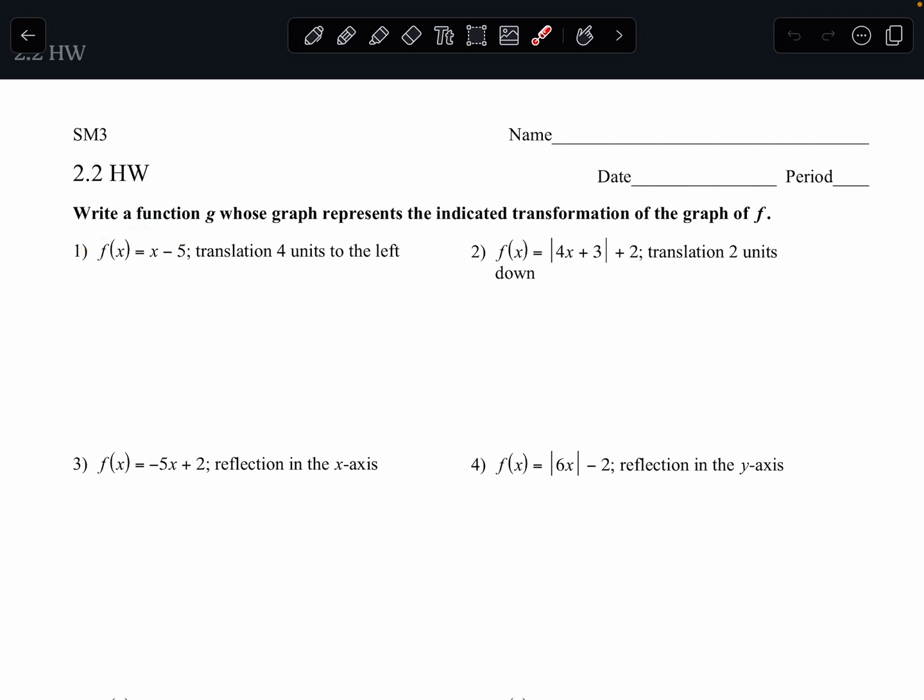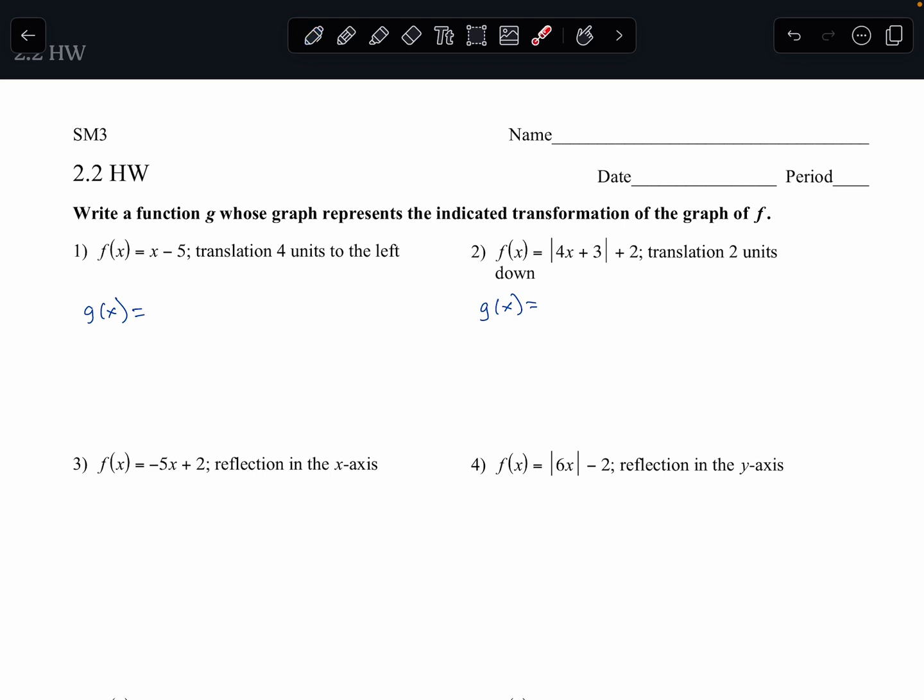Okay, so write a function g. That just means that the new function that we're going to be writing is going to be named g of x. For all of these, we're just going to call the new function g of x, whose graph represents the indicated transformation of the graph of f.